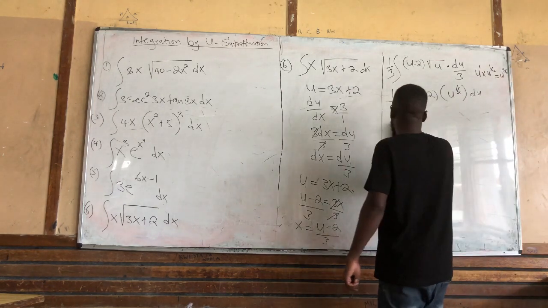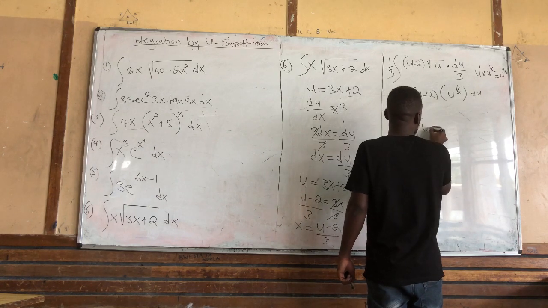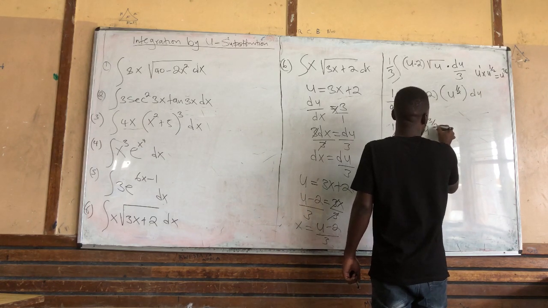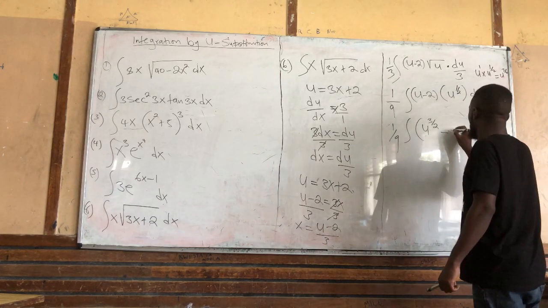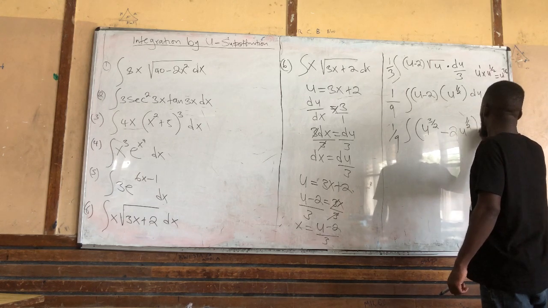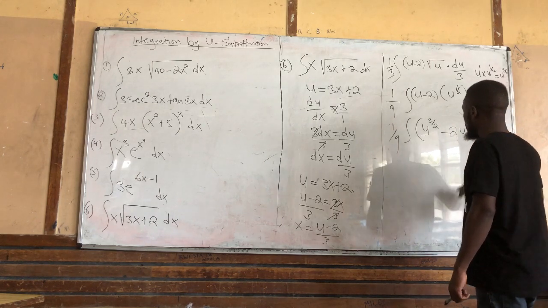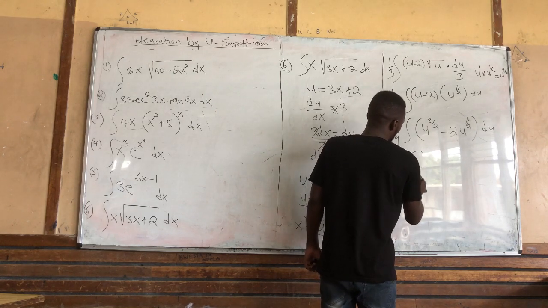So this is the same as 1 over 9 integral of u to the power 3 over 2, minus 2 u to the power half, du. So what's the next step here?